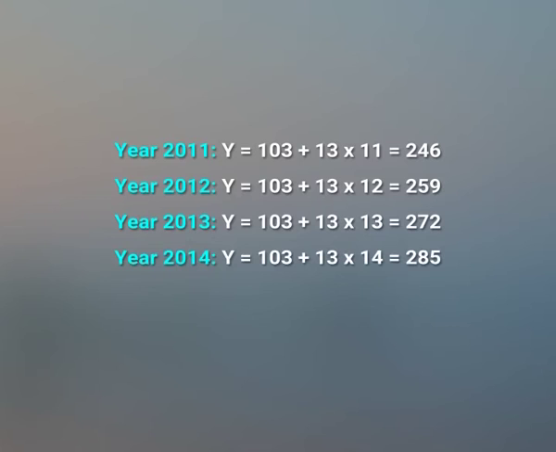Then for the year 2014, we have y is equal to 103 plus 13 multiplied by 14, which gives us a figure of 285. Then lastly, for the year 2015, that is y is equal to 103 plus 13 multiplied by 15, which gives us a figure of 298.